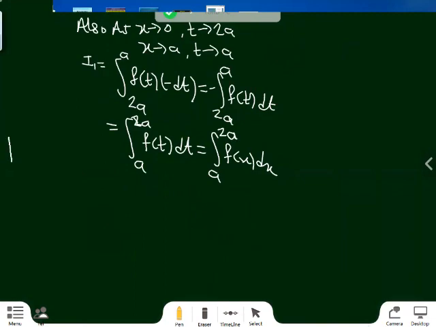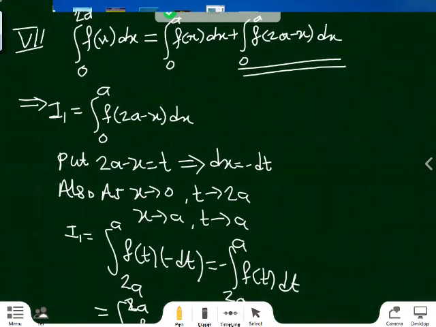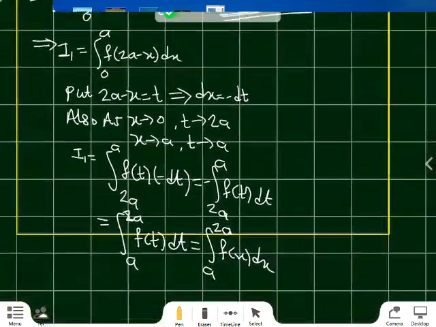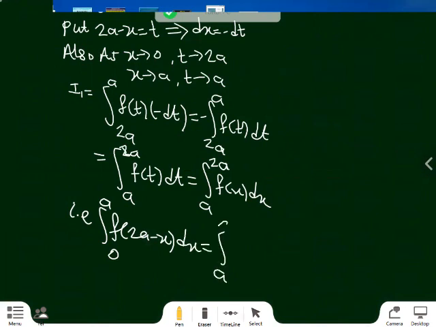What is the value of I1? The value of I1 is integration from 0 to a f of 2a minus x dx. So this value of I1 becomes integration from 0 to a f of 2a minus x dx equals to integration from a to 2a f of x dx. Give it equation number 1.